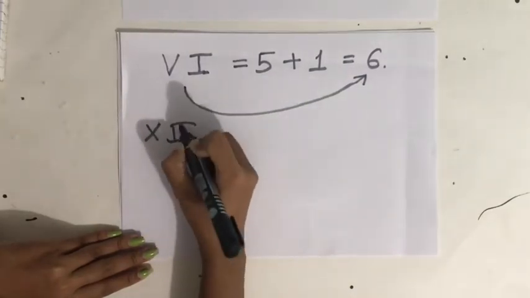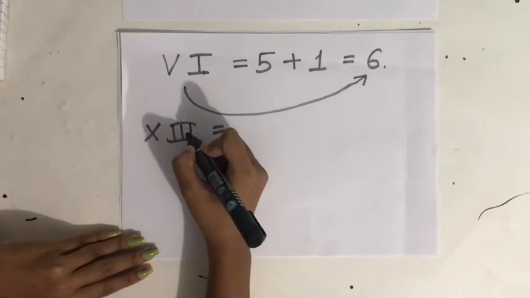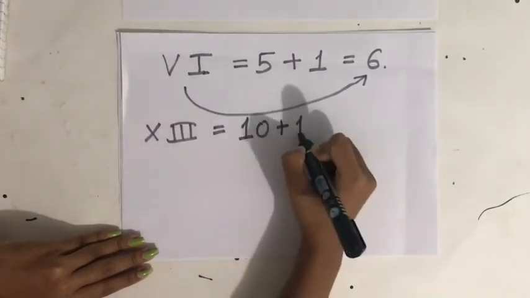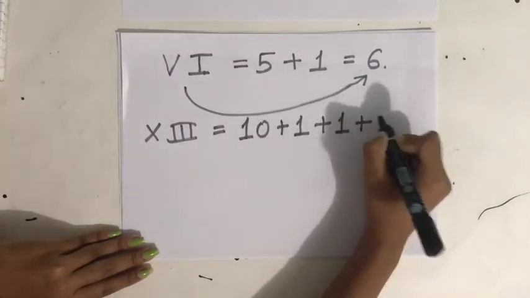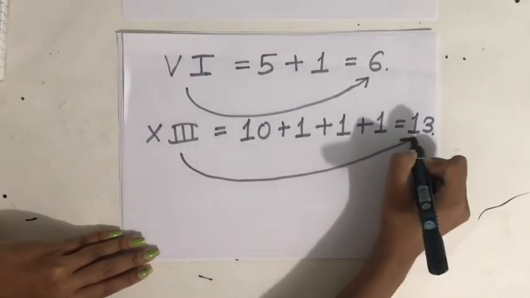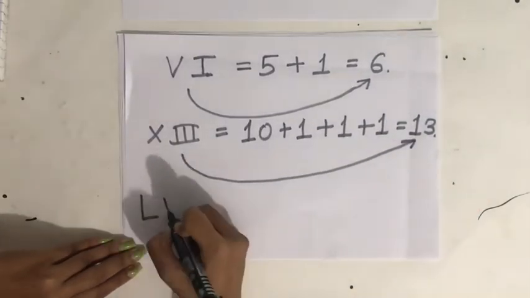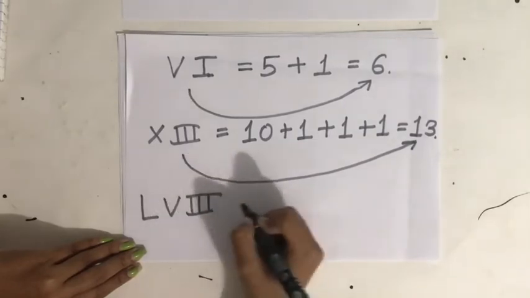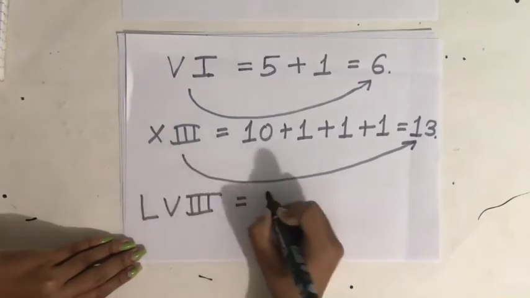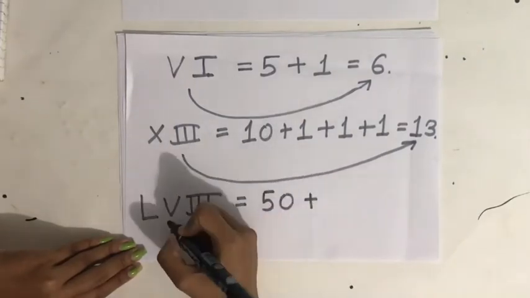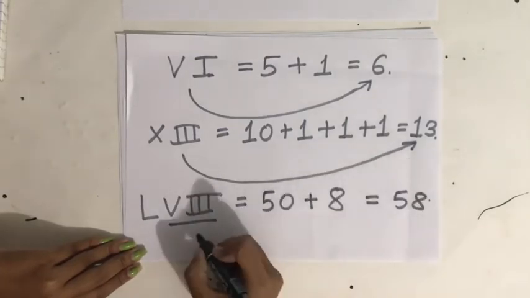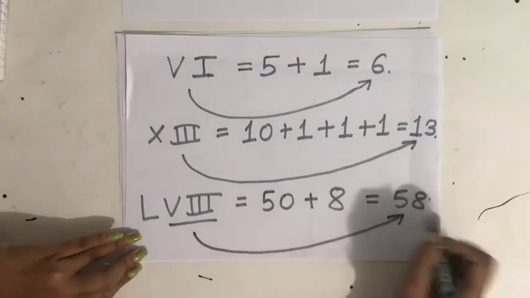XIII. Here also the smaller symbols come after the larger one. So 10 plus 1 plus 1 plus 1 equals 13. That means XIII represents 13. Here LVIII. Here also the smaller symbols are coming after the larger one. So L means 50 and VIII means 8. So 58. So here LVIII represents 58.